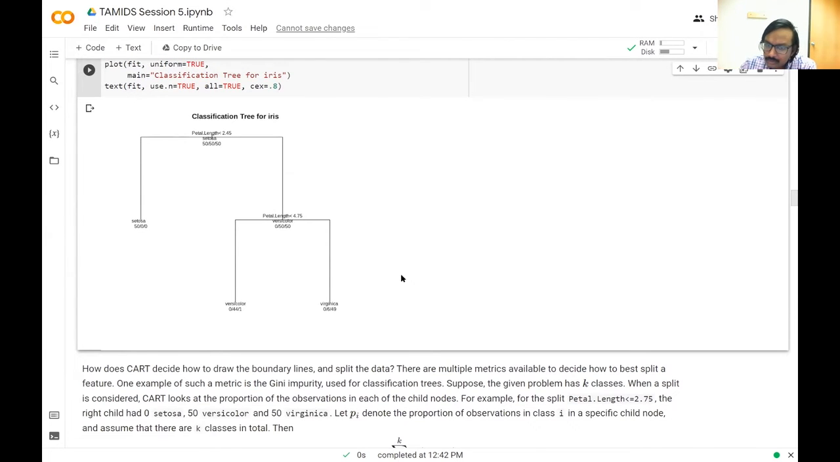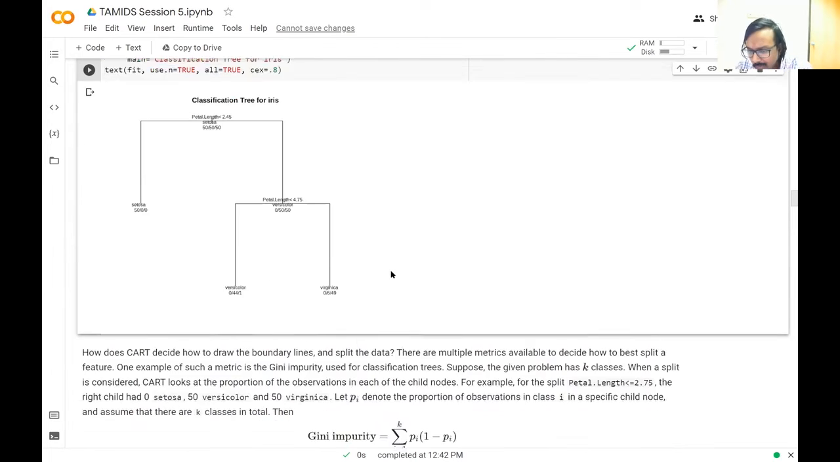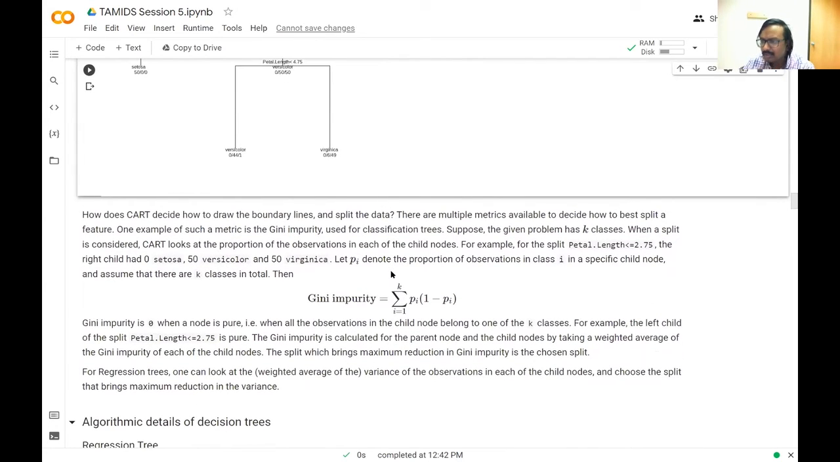So the question becomes, how did this algorithm decide where exactly to draw the boundary lines and how exactly to split the data? Well, there are multiple metrics available to decide how to choose a split. We are going to talk about one very popular metric called the Gini impurity. Gini impurity is used mostly for classification trees. So suppose that a given problem has k classes. So in this iris data example, k is equal to 3, corresponding to setosa, virginica, and versicolor.